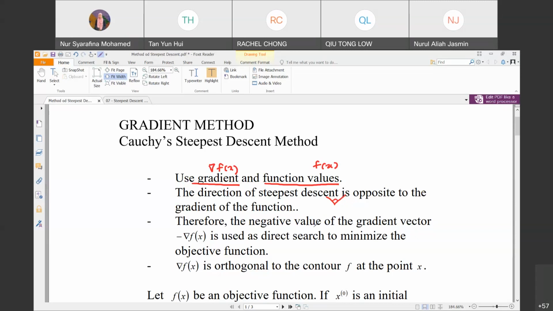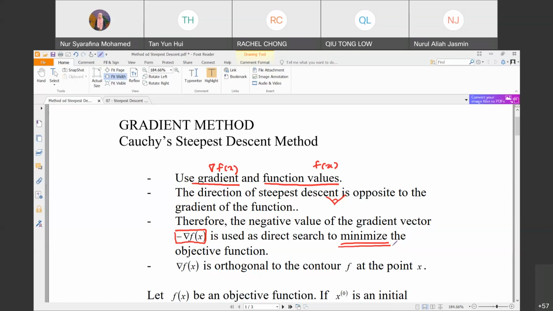Therefore, the negative value of the gradient vector is used as the direct search to minimize the objective function. Okay, we still minimize the problem. Why don't we discuss maximization in the class? Because we can just change the function value, then minimize the negative f(x) so that we can maximize f(x).